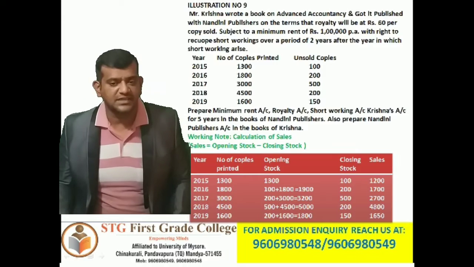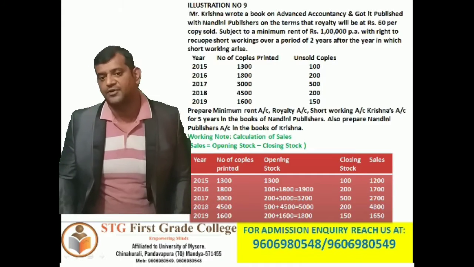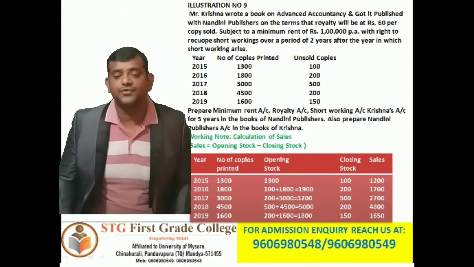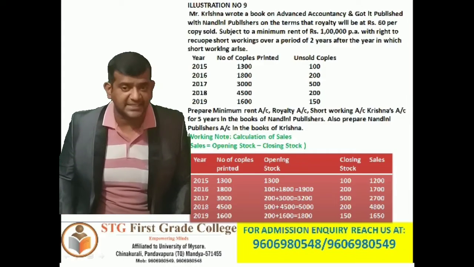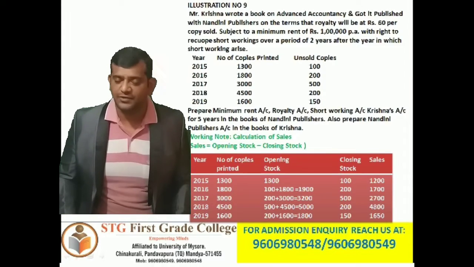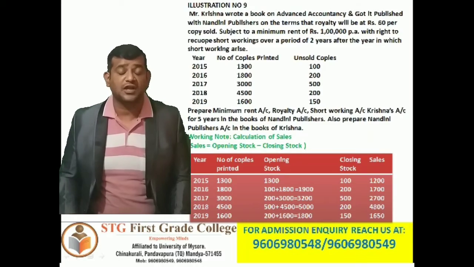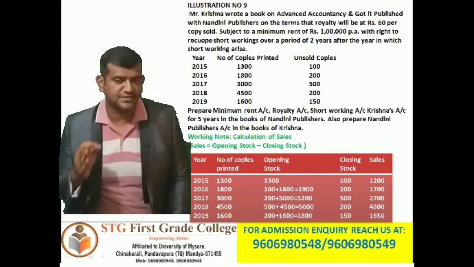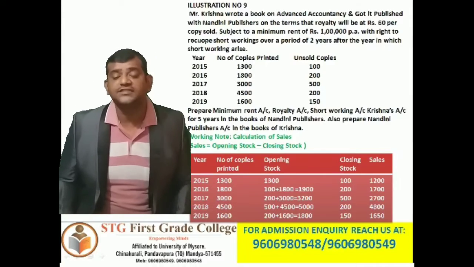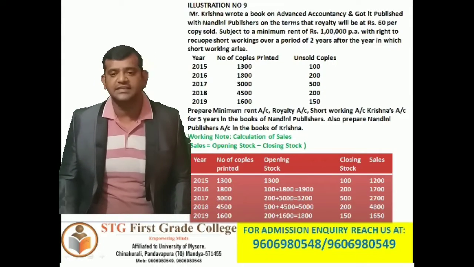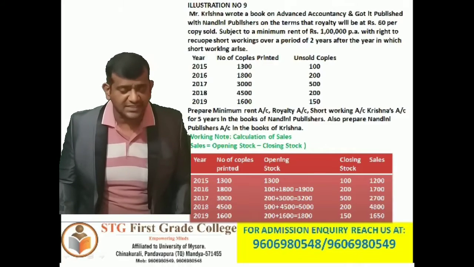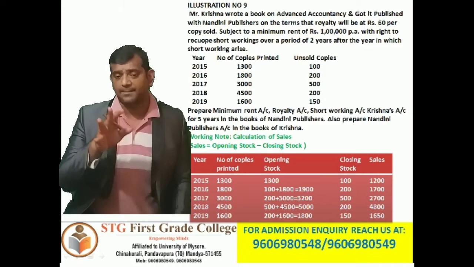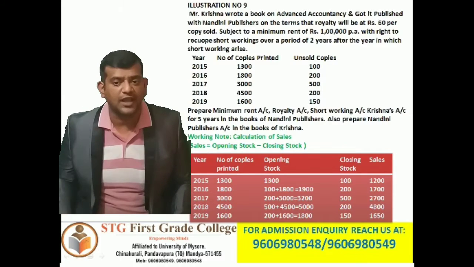In the year 2019, 1,600 books have been printed. So previous year closing balance was 200 books. So 200 plus 1,600. So that year books availability was 1,800, out of which 150 books were not sold, that is closing stock, unsold copies, so 1,800 minus 150 books. So the sales for the year 2019 is 1,650 books.